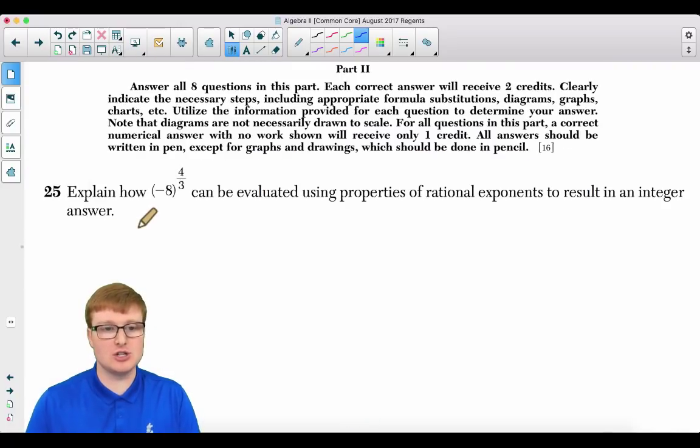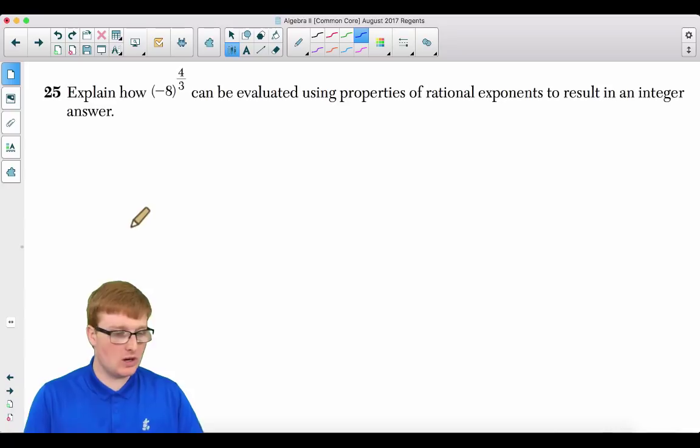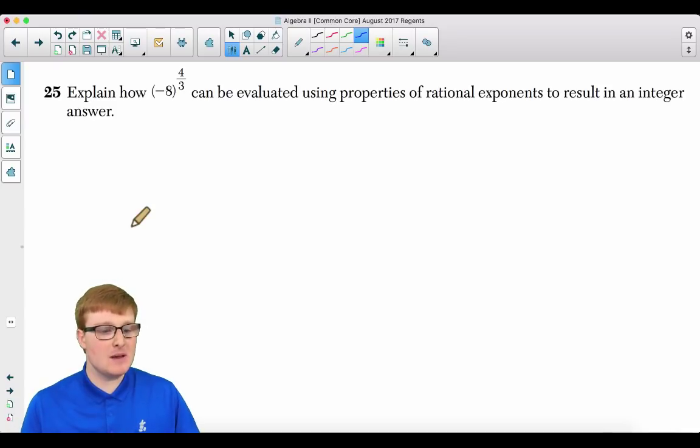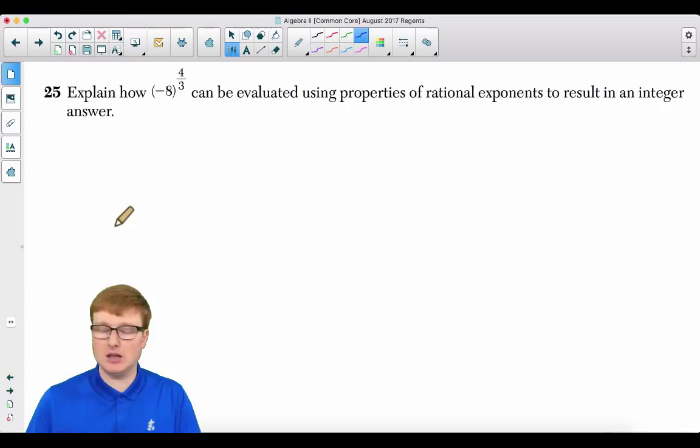All right, without further ado, let's take a look at number 25. These are the part 2s. Now, remember, the part 2 section questions should be rather quick. You should be spending no more than 5 minutes figuring these problems out. It's the part 3s and 4s that require more in-depth understanding and knowledge.